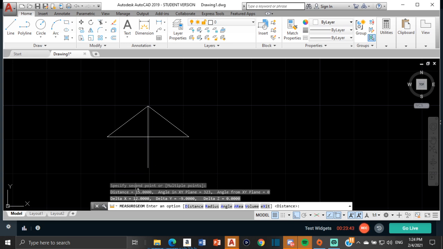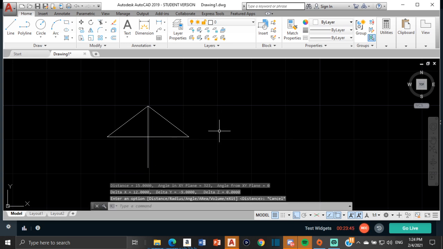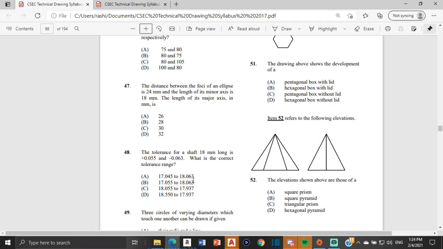Alright, so 15 plus 15 gives us 30. So the distance would be 30. Alright, so that's how we would go about working that out. Good. So C, 30. Nice.